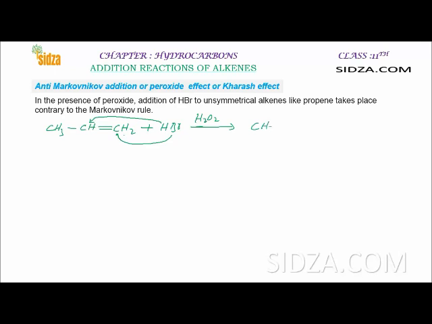So what do you get? You get CH3 single bond CH2, now single bond CH2Br. The reason? Again the same, right? Homolytic bond fission. The homolytic bond fission will occur first in peroxides. So peroxides break down, and in presence of peroxides there's a homolytic bond fission again in HBr.